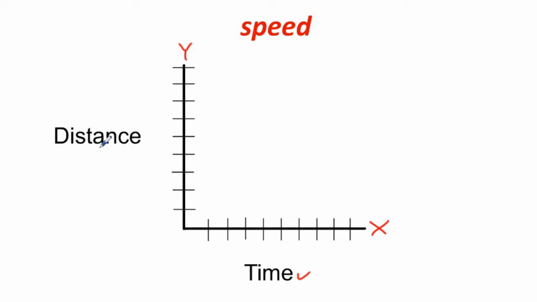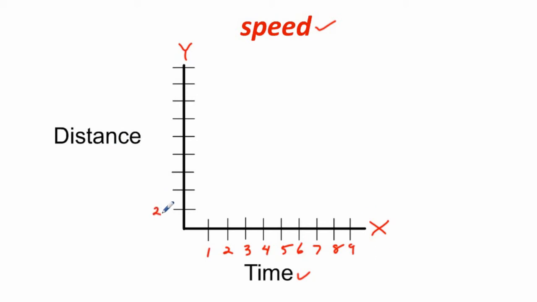And we just said that distance and time together, distance over time, gives us speed. So this is indeed a speed graph. Now I'm just going to put some numbers in here so we'll have something to work with. 1, 2, 3, 4, 5, 6, 7, 8, 9 hours.